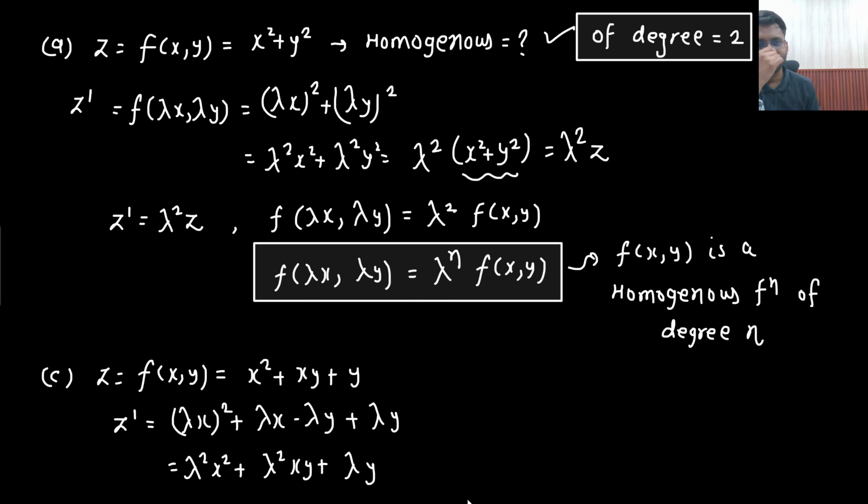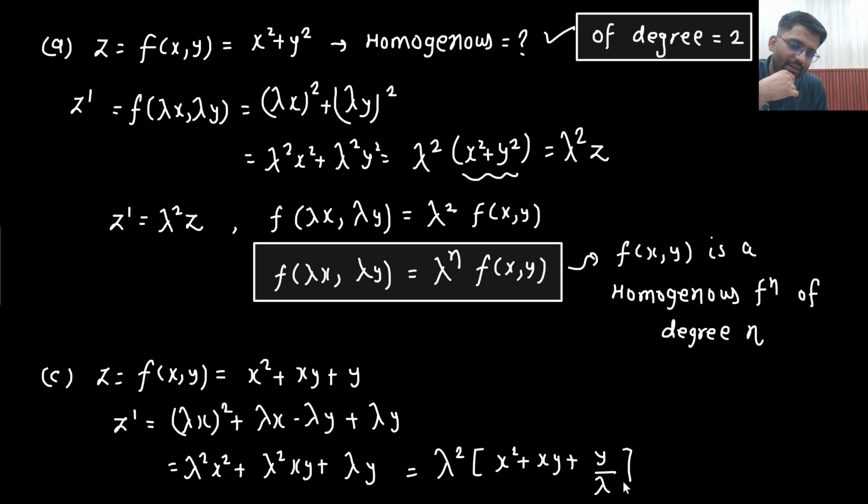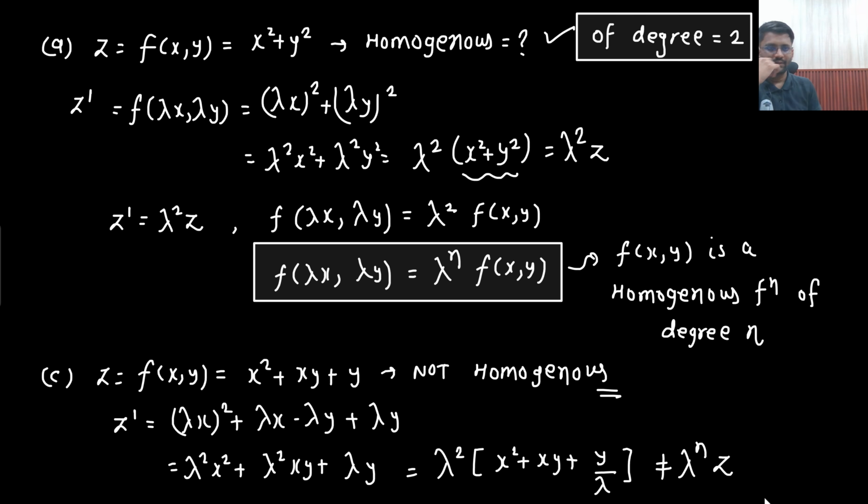Can you take out lambda? If you take out lambda square outside, what will you get? x square, xy, but the last term is coming out to be y by lambda. That means it cannot be written as lambda to the power n times z. That means it is not a homogeneous function. Say yes or no. It is not always necessary that everything would be homogeneous. So this was example C.